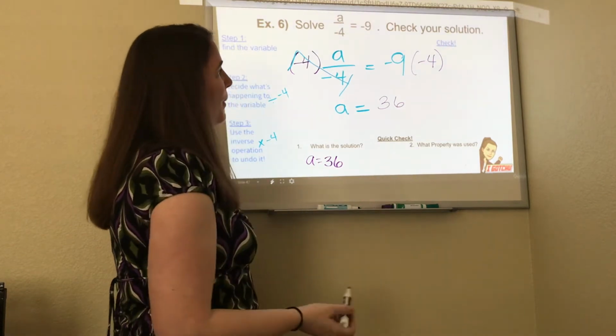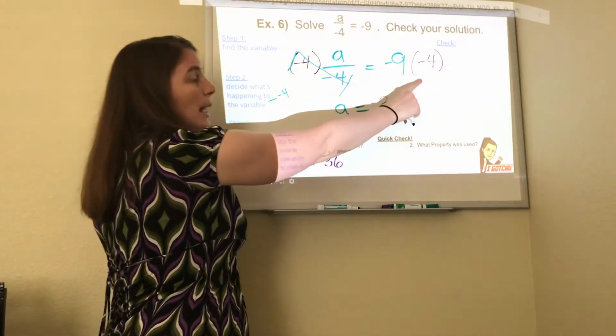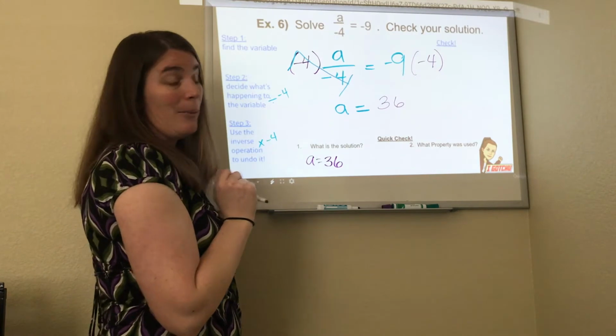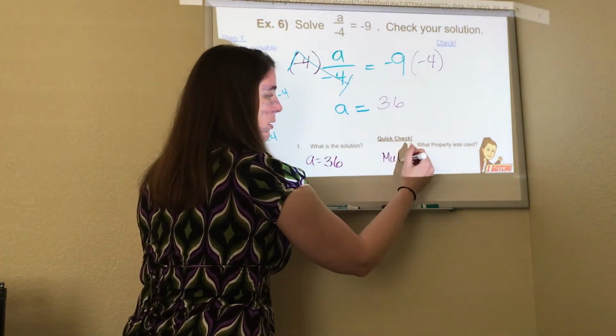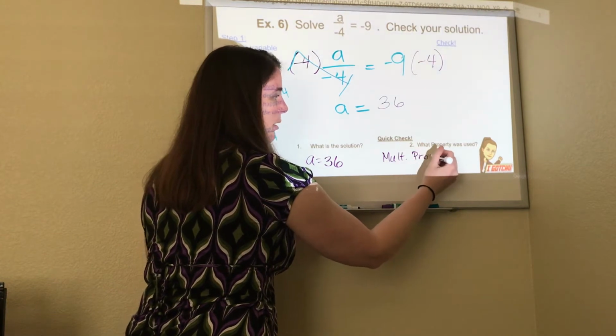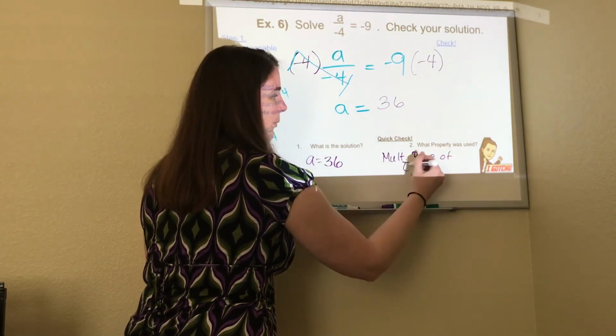Okay? What property was used? Well, what did I do to both sides? I multiplied by -4. So it's the multiplication property of equality.